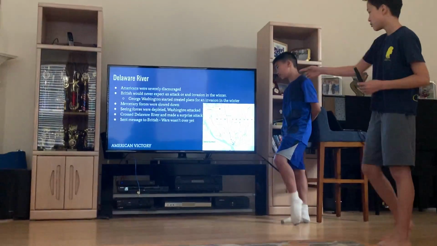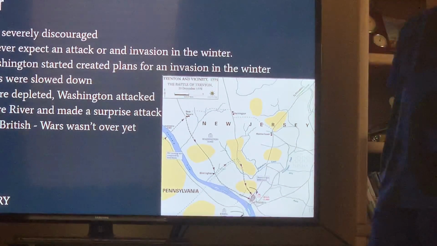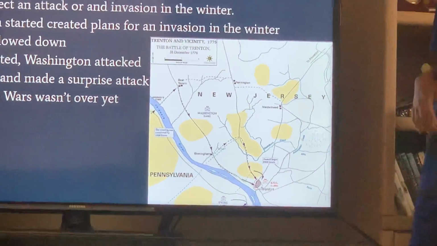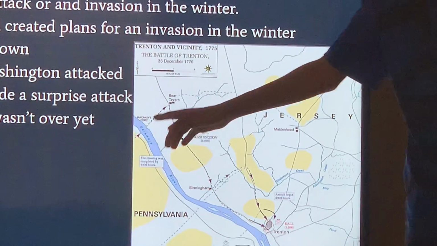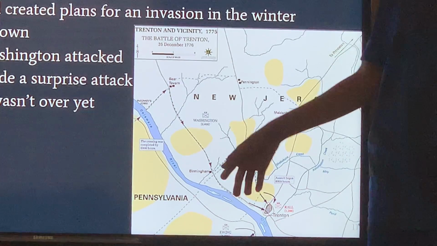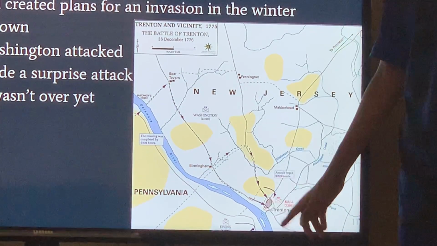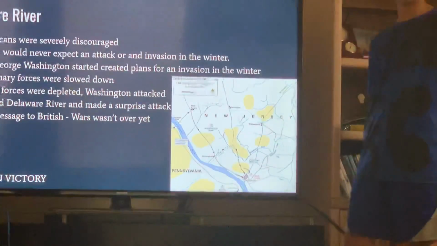He crossed the Delaware River, which is this thing right here, and made a surprise attack. It sent a clear message to the British, and the war was not over. Okay, so this is George Washington's troops' route. So they crossed the Delaware River and walked many miles to ambush the Hessians at Trenton, which was a big victory for them.